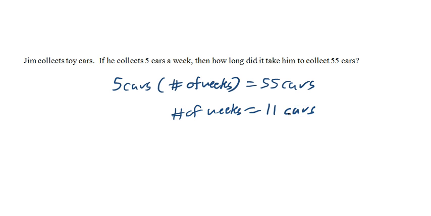It is actually repeated subtraction. You're going to have 55 cars, and then if you want to work your way back, it was 50 before, and then 45, and then 40, and then 35, and 30, and so on until you get back to 0, and that took him 11 weeks, right? But here we go. You could just say it's the reverse of multiplication.